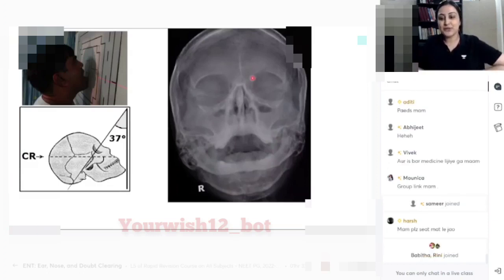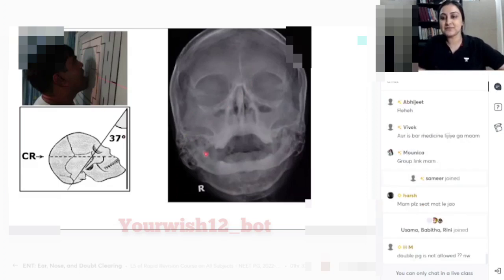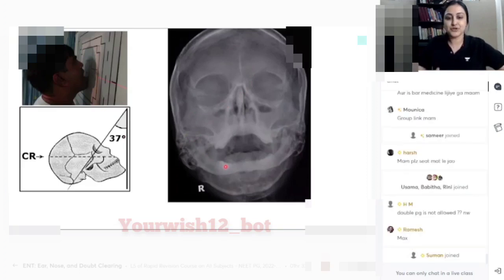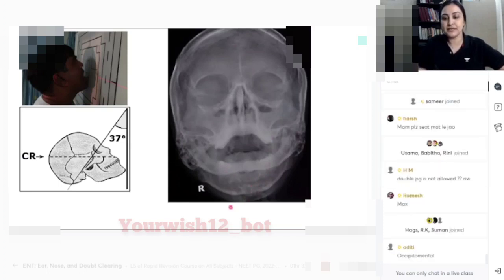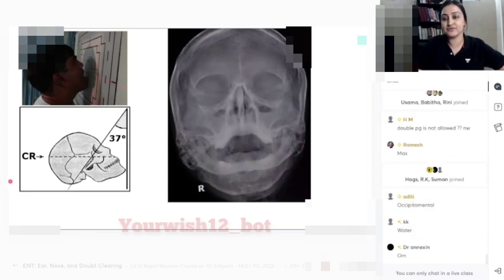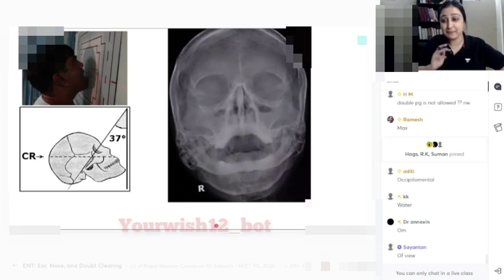Okay, chalo. What do we have here? So all the named X-rays are one question you get in INI-CET for sure. So this is something you can't get wrong. What is this X-ray view? Double PG is apparently allowed. I have just found out, but I'm not going to do it.